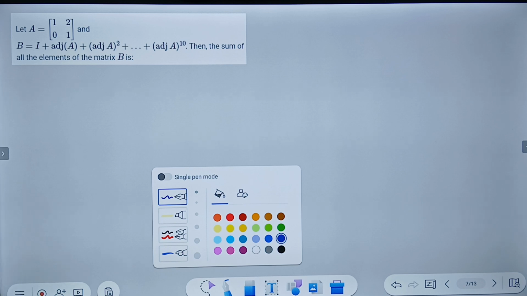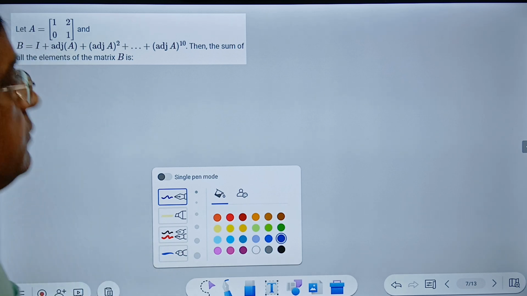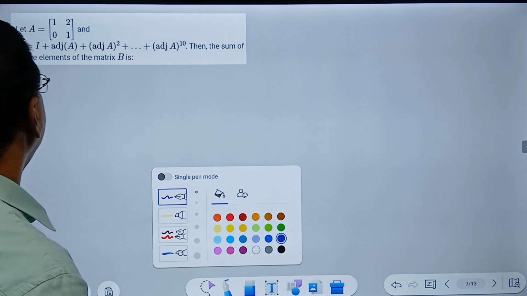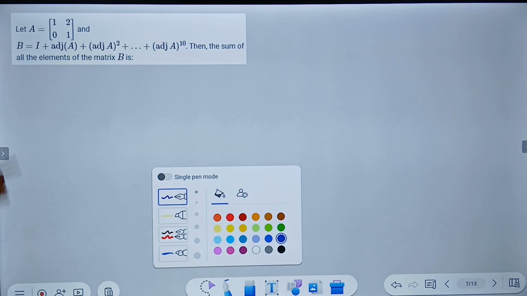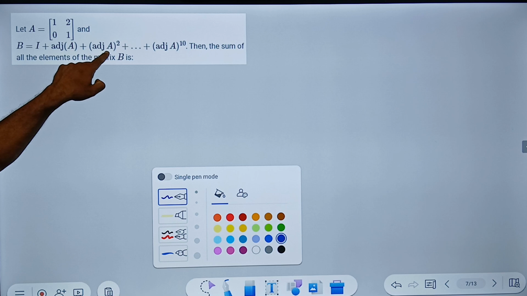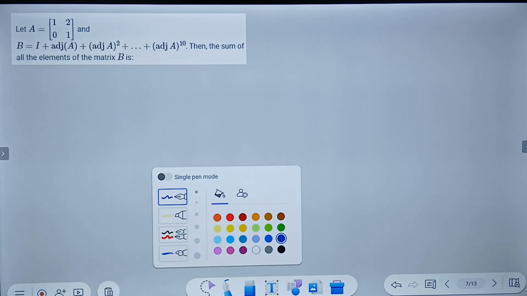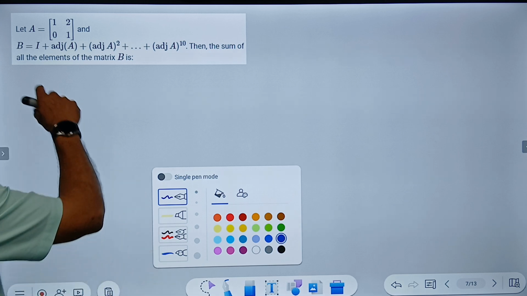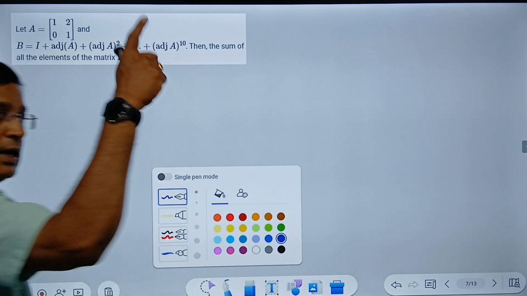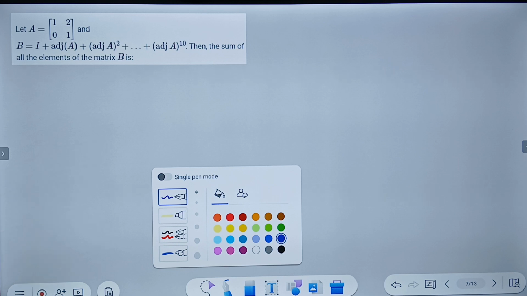If it is given that A equal to 1, 2, 0, 1, and my matrix B is identity matrix plus adjoint of A plus adjoint of A whole square up to adjoint of A whole power 10, then the sum of all the elements of the matrix B is... I have to find matrix B and I have to sum all the elements there and find out what it is.